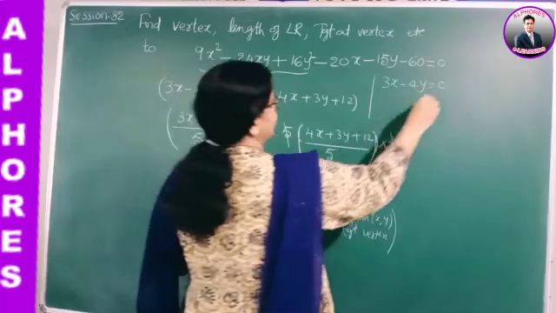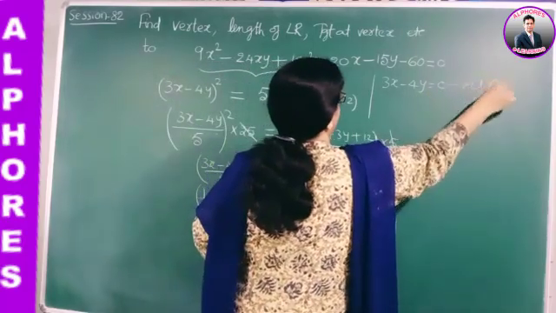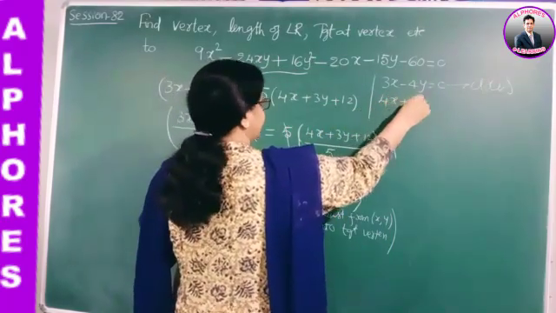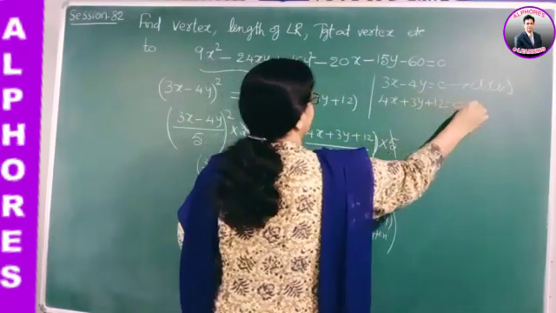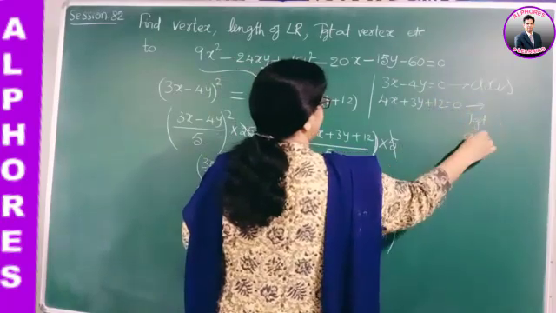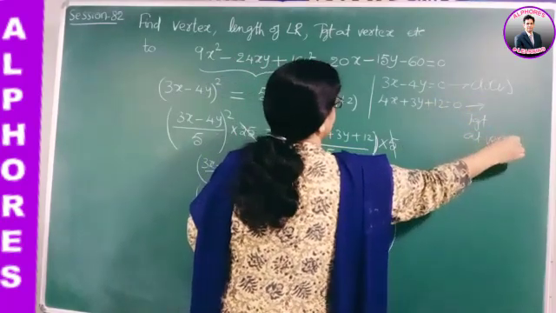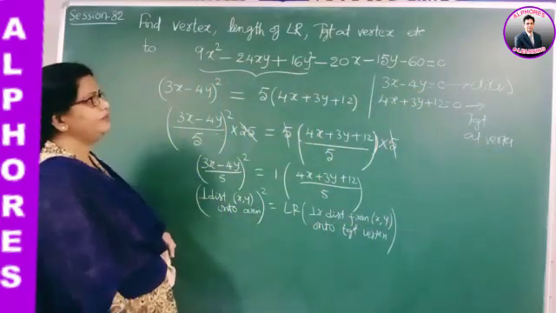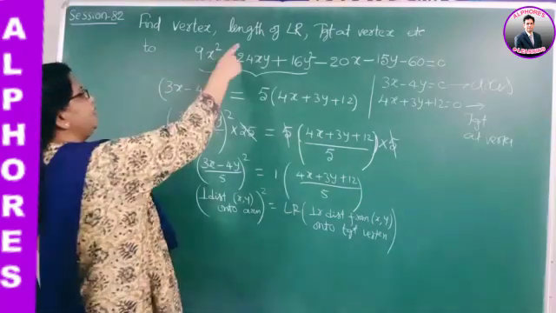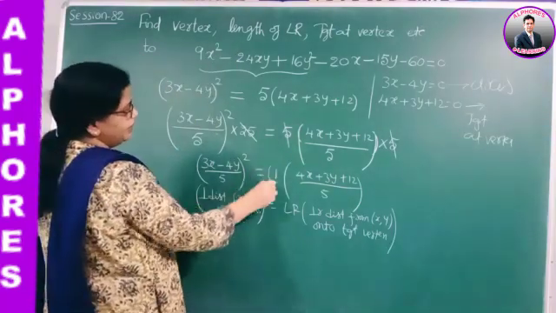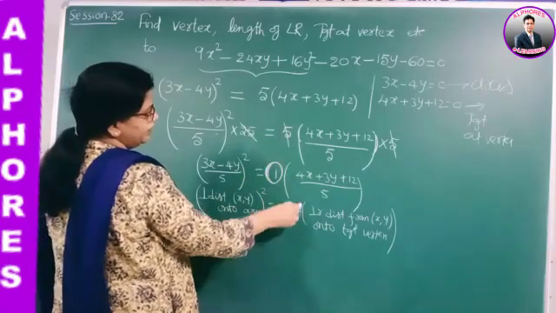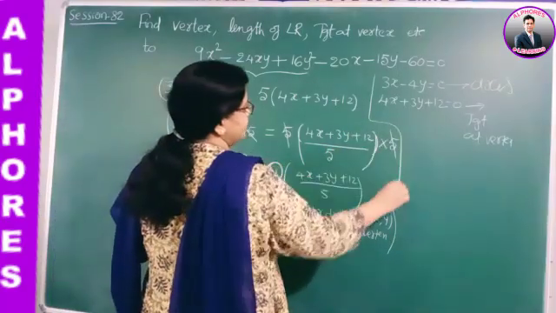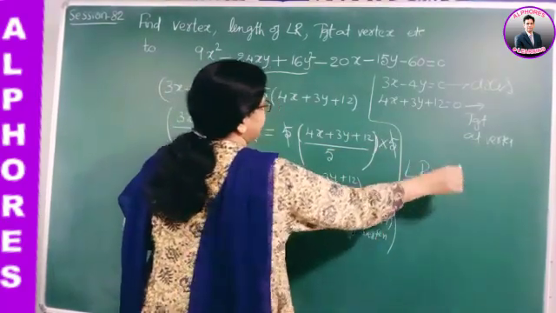So 3x minus 4y equal to 0 is our axis equation. And next one, tangent at vertex. What is the tangent at vertex? You got 4x plus 3y plus 12 is 0. This is our tangent at vertex. Then what about here? The point of intersection, if you solve these two equations, you can clearly obtain the vertex. And next, what is the length of latus rectum here? If you compare, the length of latus rectum is how much in this problem? It is 1. Okay, so the length of latus rectum, we got the value as 1 unit.